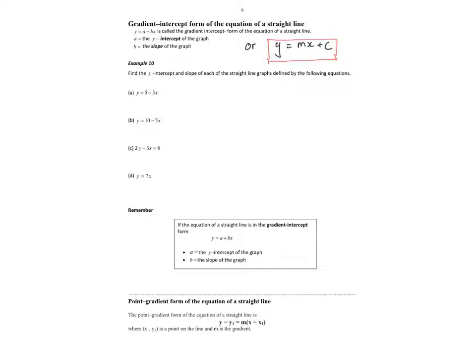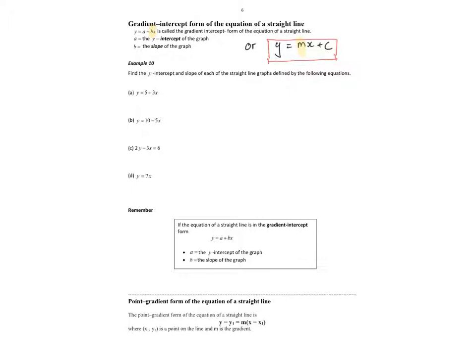Okay, so let's have a look at the gradient and intercept of the form y equals a plus bx. Well, probably more familiar to most of us is the form y equals mx plus c. Both tell us the same things. The key things are that the gradient of the line is this value here in front of the x. So whether it's an m or a b, the coefficient of x is the gradient.